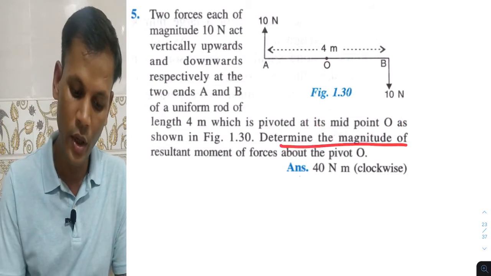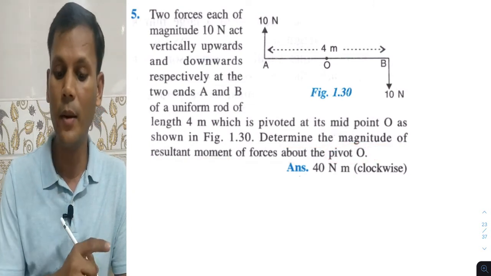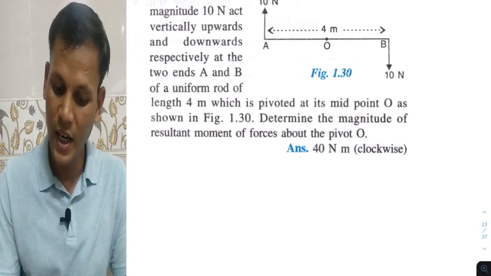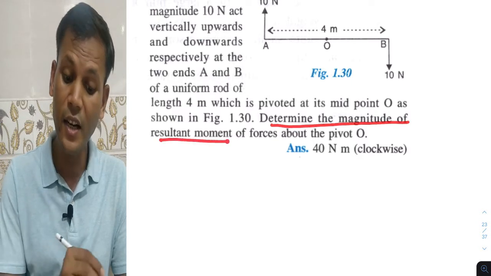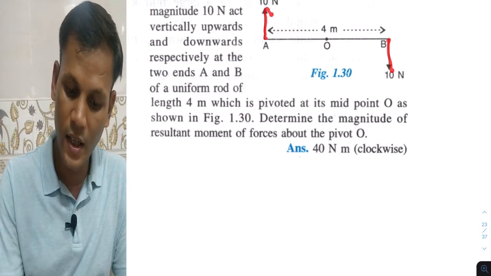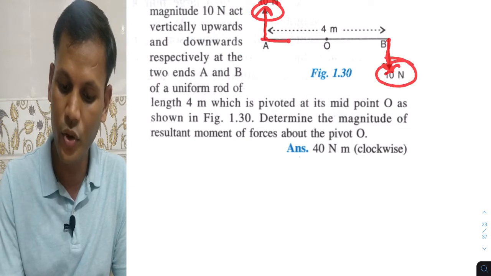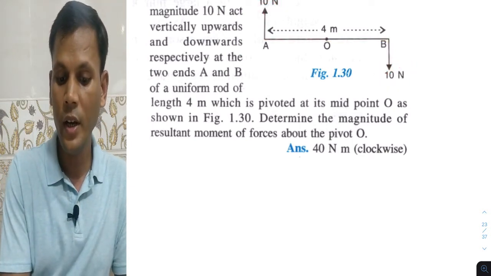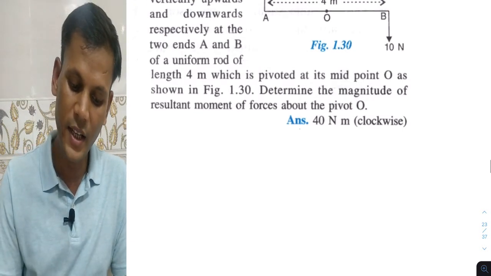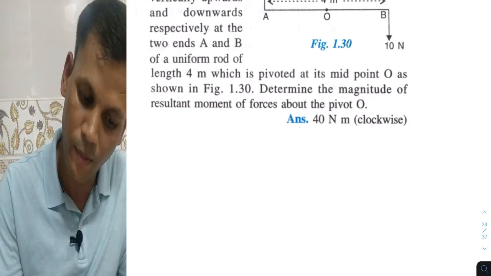Find the magnitude of the resultant moment of force about point O. Resultant we have to find out. So of course it is a couple. What is the identification of a couple? If two equal and opposite forces are acting at two distinct points on the body, that is said to be a couple. So we can write simply moment of force or couple.